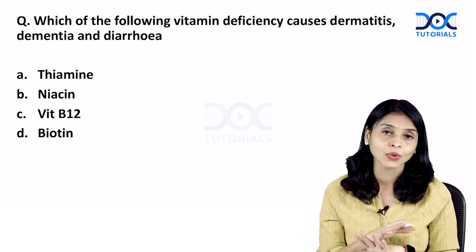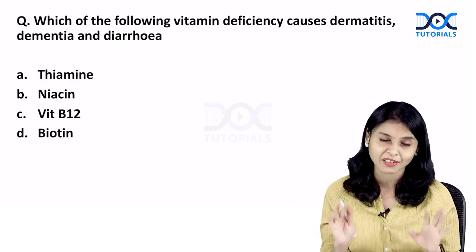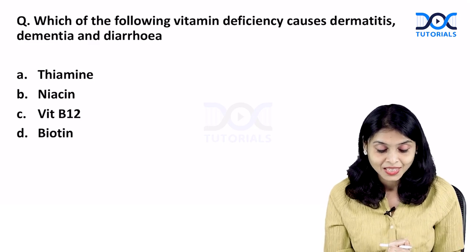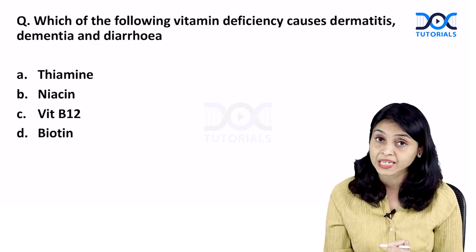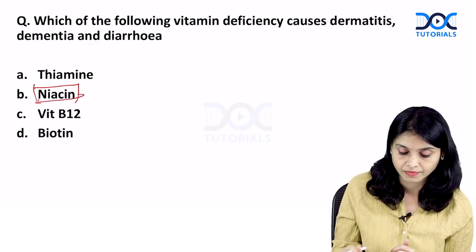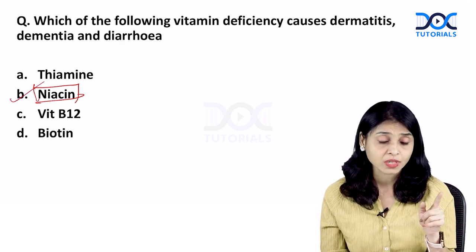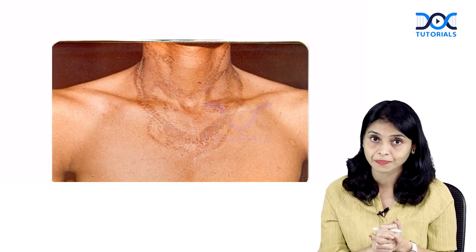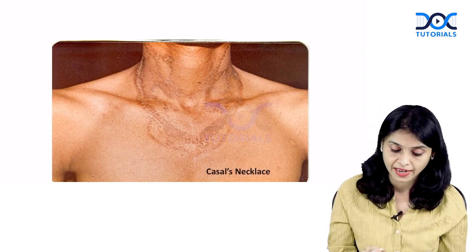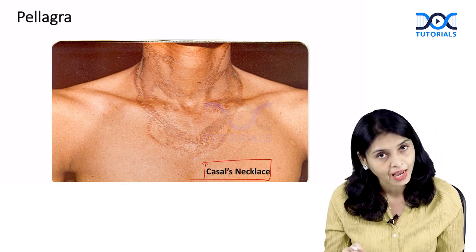Okay, I think no exam goes without this question. Sure question. Just study this, definitely you will get 4 marks. Okay, so here the answer is vitamin B3 or niacin. The answer is niacin. And niacin, this was the question last year. Identify this. This is Casal's necklace, right? This is Casal's necklace seen in pellagra.